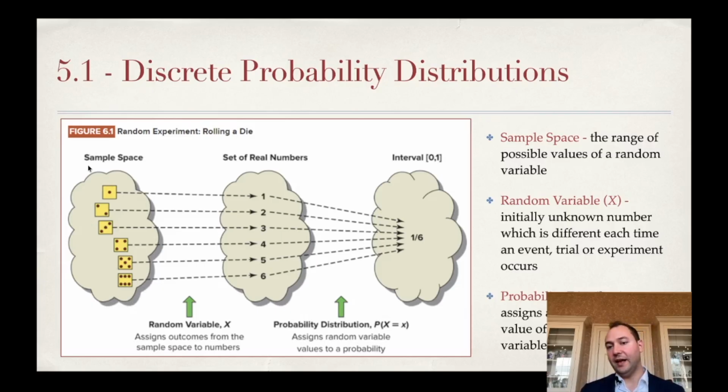Our random variable x is an initially unknown number, which is different each time an event, trial, or experiment occurs. Every time we roll that die, it can be a different outcome. In other words, it's random before we roll the die. It's unknown until we observe the outcome. A probability distribution assigns a probability to each outcome, to each value of a discrete random variable x. In this case, our random variable is just a single die.